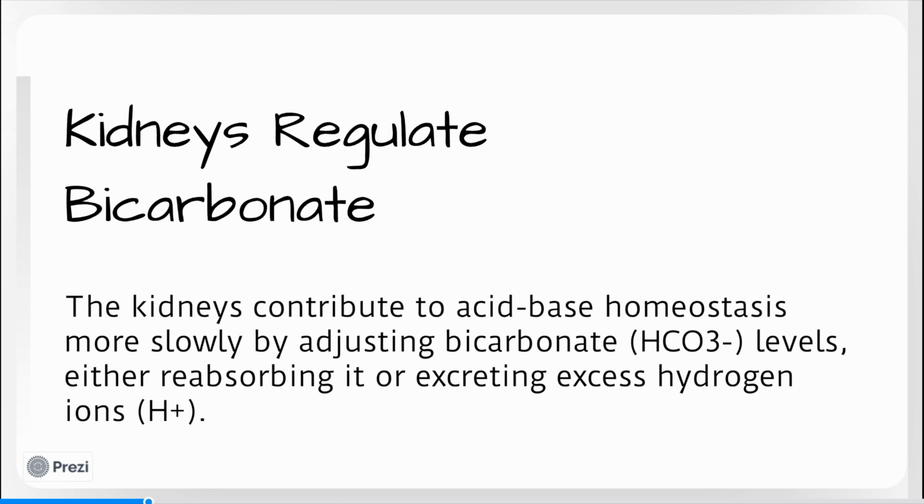This dual action allows the kidneys to restore balance and keep the pH within the normal range of 7.35 to 7.45. Renal regulation is especially important in chronic conditions such as kidney disease, metabolic acidosis, or prolonged vomiting, where the body relies on long-term compensation.